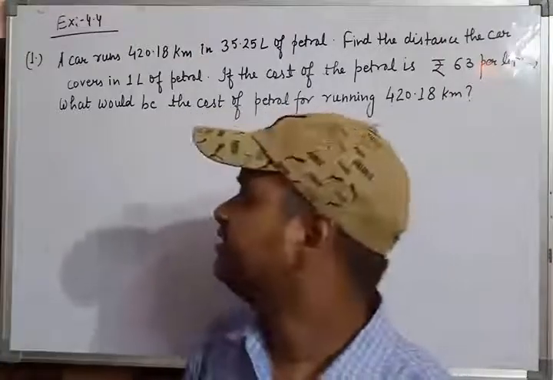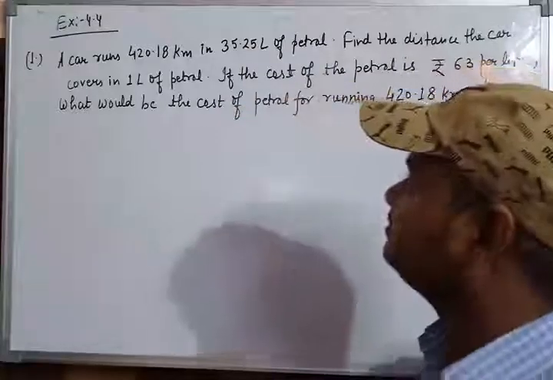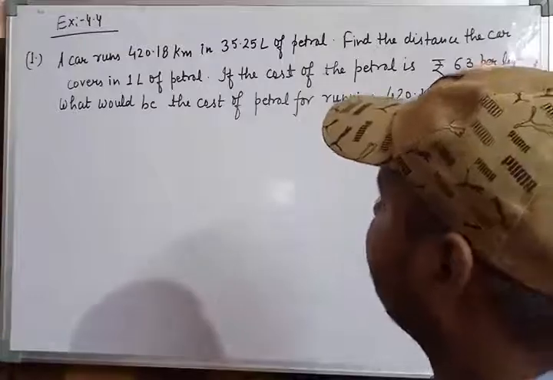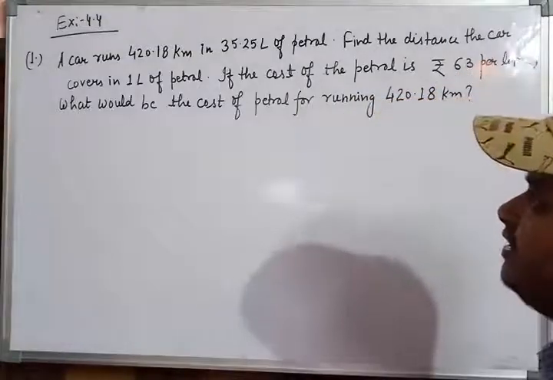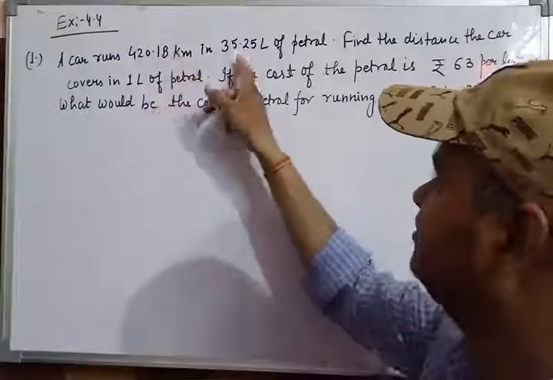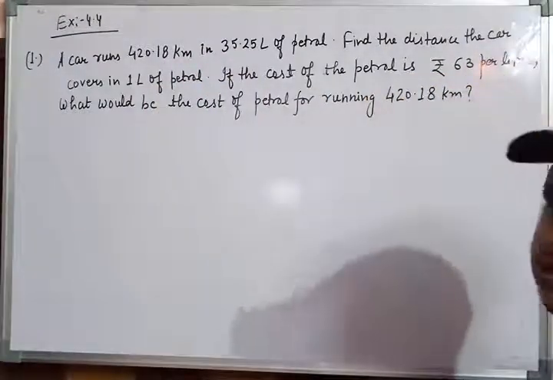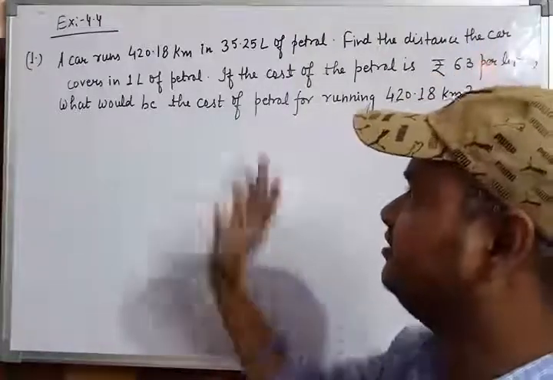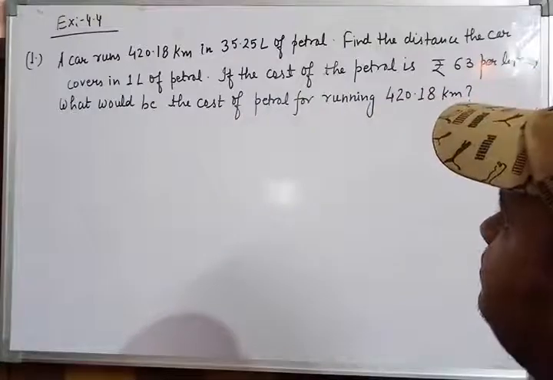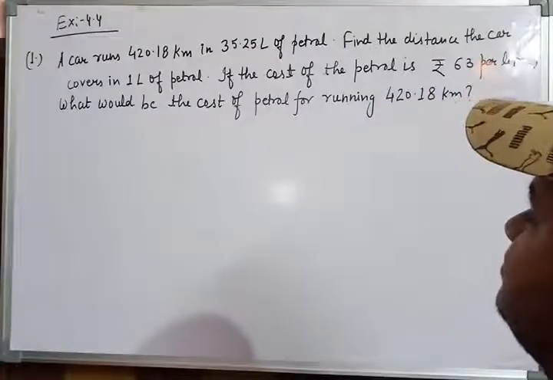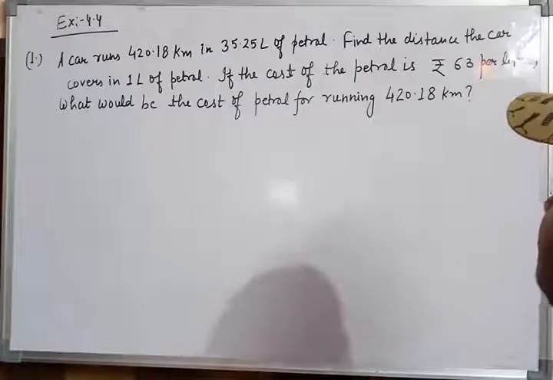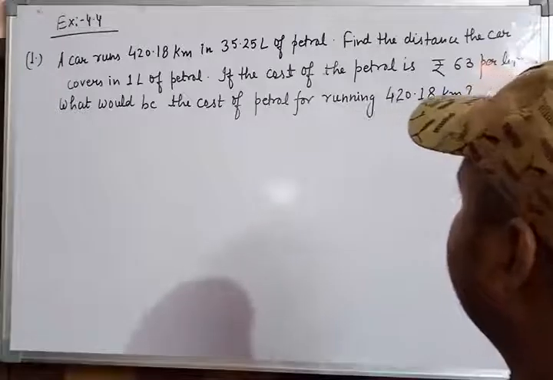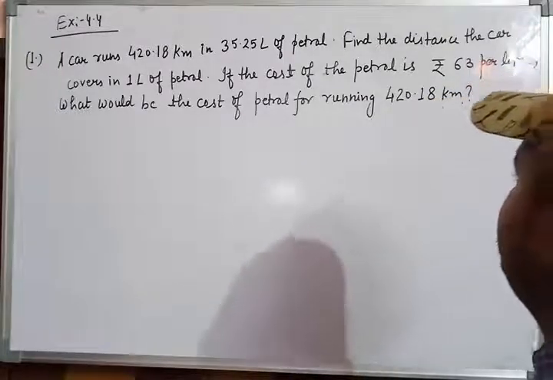So let's start. Question number 1: a car runs 420.18 kilometers in 35.25 liters of petrol. Find the distance the car covers in 1 liter of petrol. And another question is also included: if the cost of petrol is rupees 63 per liter, then what is the cost of petrol for running 420.18 km?